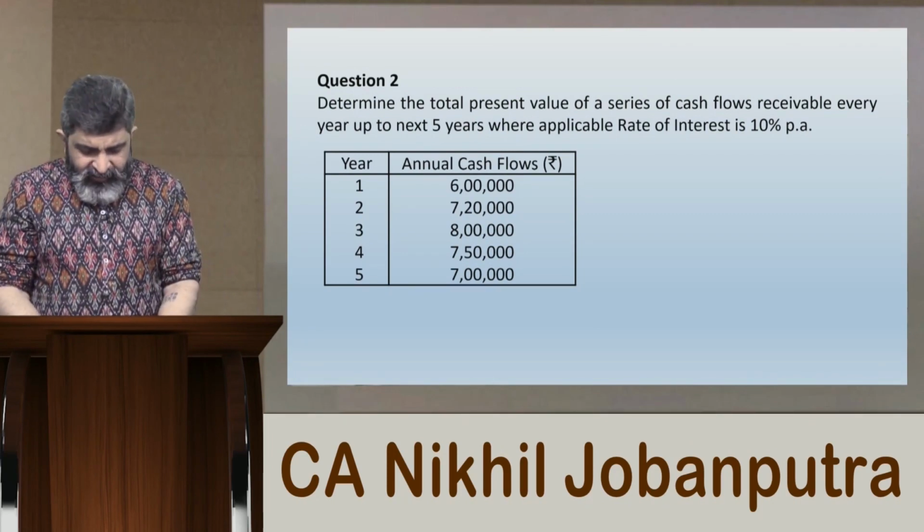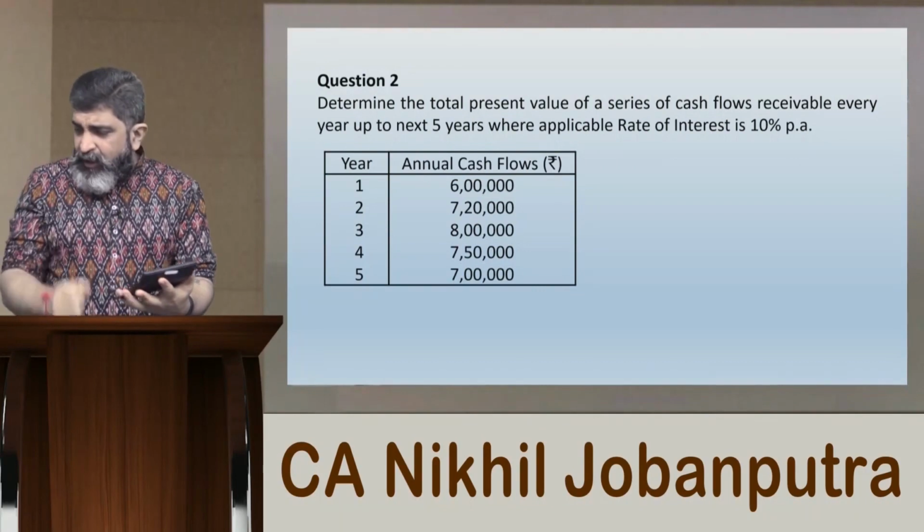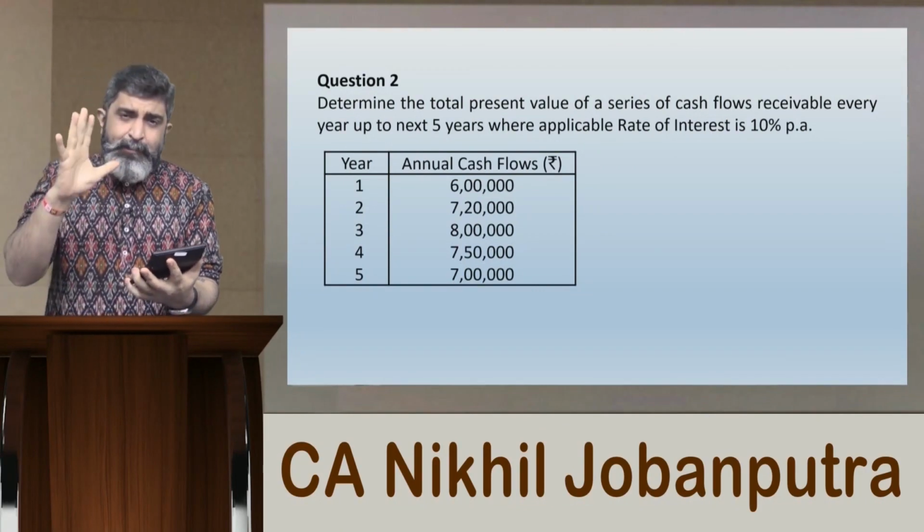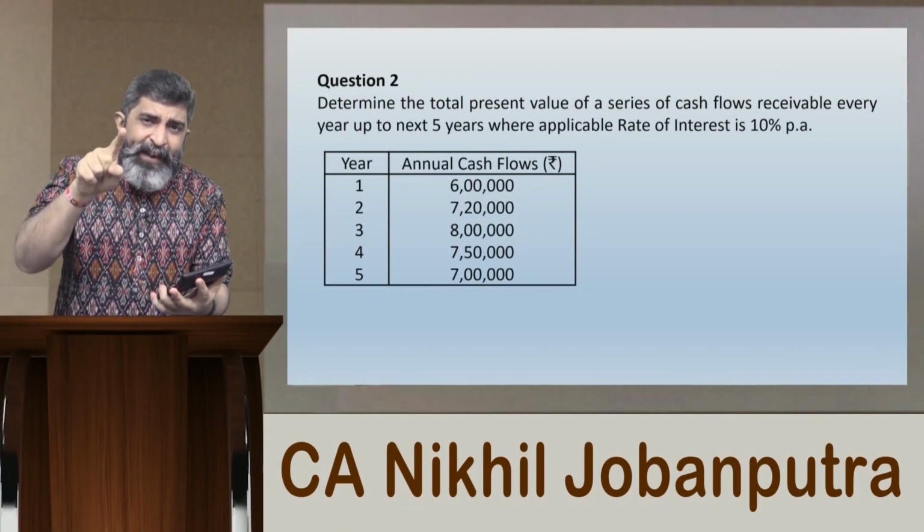So how would you do this? By calculation, very simple. If I look at the interest rate, it is 10%. So what will be the PV factor for the first year?